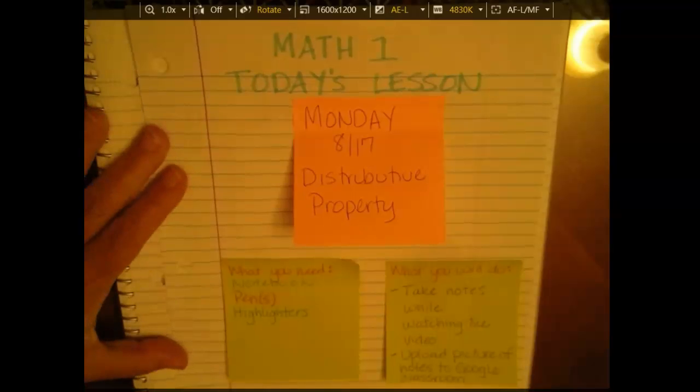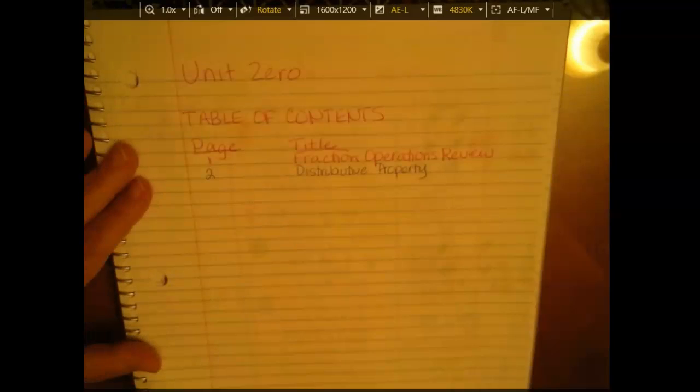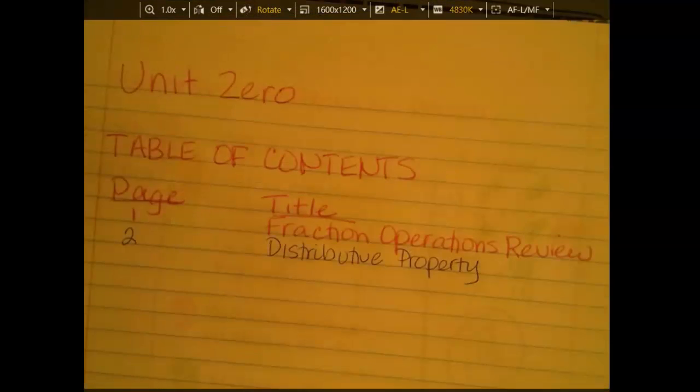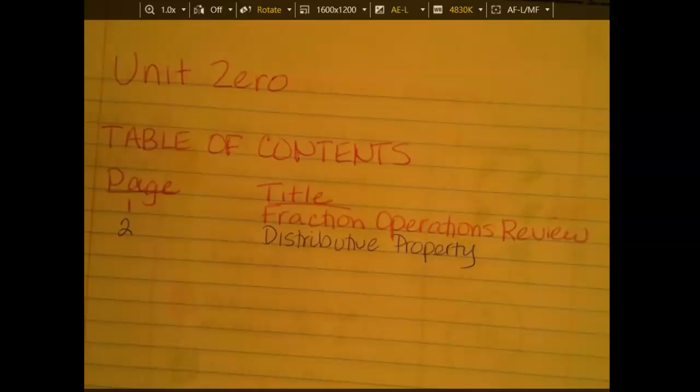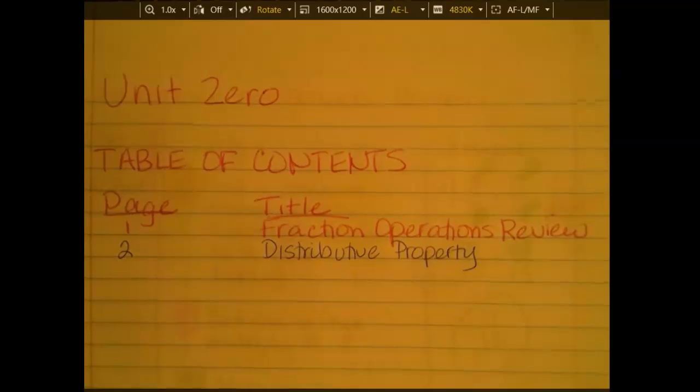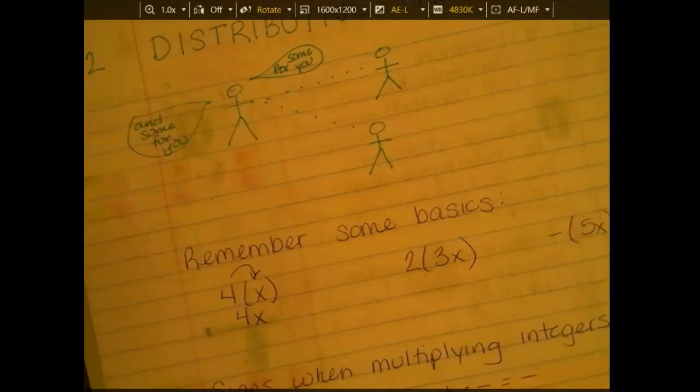So this is just your little overview. We've already created a table of contents, so you need to update that. So if you need to pause the video, grab your notebook and get everything organized now, then do that. But add page 2, distributive property, to your table of contents. Okay, I already have a few things here for you.